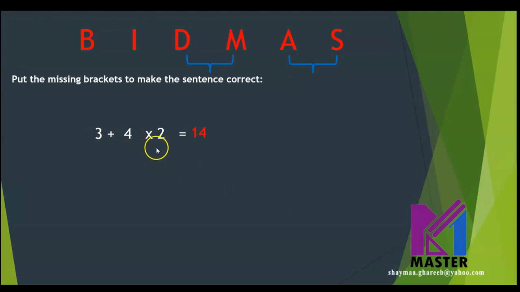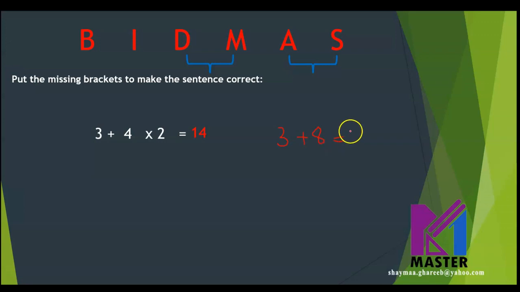3 plus 4 times 2 equals 14. So we need to put the bracket so that the answer is 14. If we try to do this normally, without bracket, we should do the multiplication first. Then the sentence will be 3 plus, when I do the multiplication, it will give me 8. So 3 plus 8 equals 11.